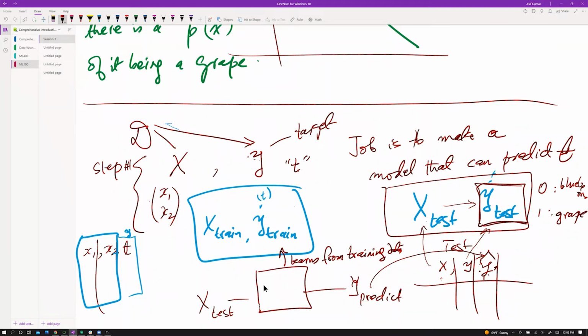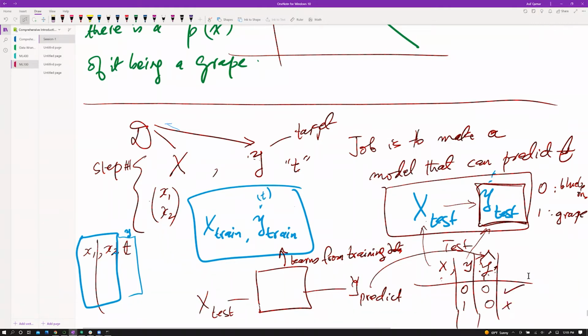So now what you need to do is compare the Y pred with this. Suppose it says 0. It was supposed to be a blueberry and you predicted 0. Here it was supposed to be a grape and you predicted it as blueberry. So this one was right, this was a mistake.